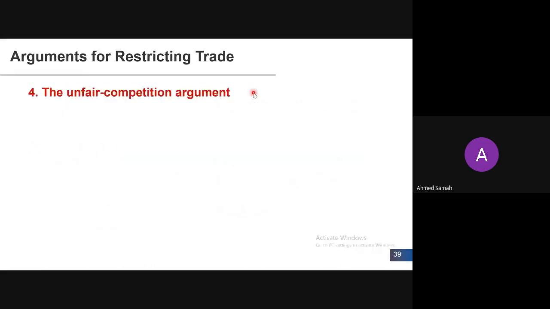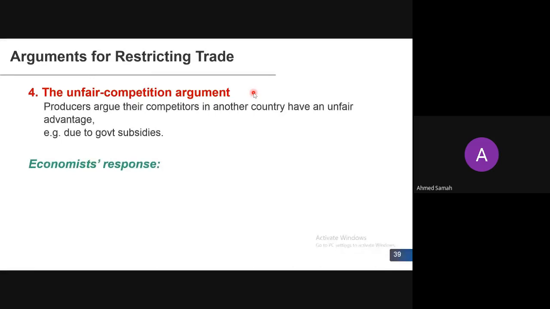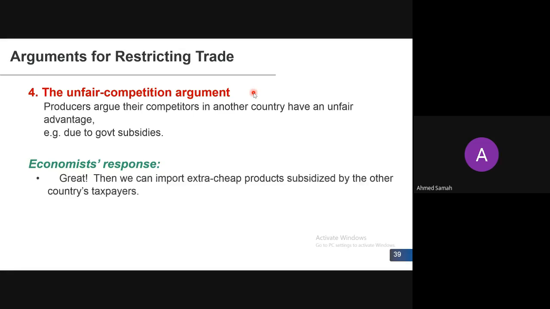Then the other one was the unfair competition argument. So producers argue their competitors in another country have an unfair advantage, for example government subsidies or lower labor costs. So they have an unfair competition advantage. Okay, great, then we can import extra cheap products subsidized by other countries' taxpayers.